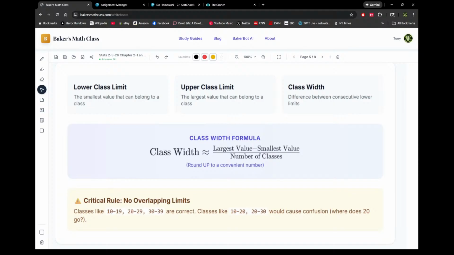Never round down and never stay the same. Because if you go down, you're going to run out. You're going to have to add another class at the end because you're not going to have enough classes for all your data. So you always round up. You'd rather have a little extra space at the end than have to add another class.